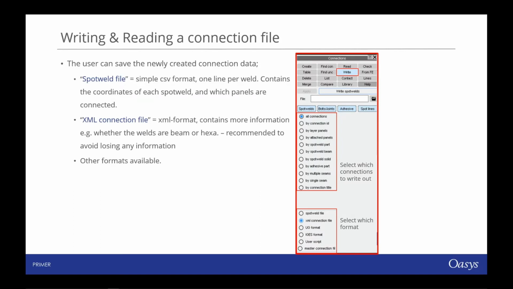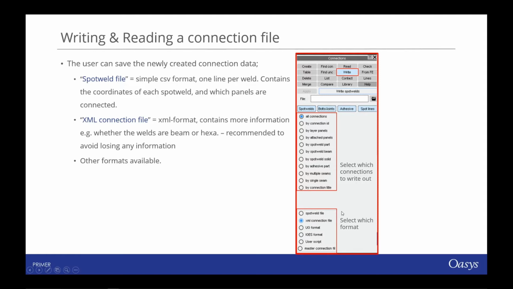Now once you've generated any connections in your model, the user can save that information to a file. It's under the write panel within the connections menu, and when you select this, it brings up a panel where you can select the type of connections you wish to write out. You could write out all the connections in your model. You may just wish to write specifically by layer panels or spot welds or adhesives. And you can also select the format in which you wish to write the file.